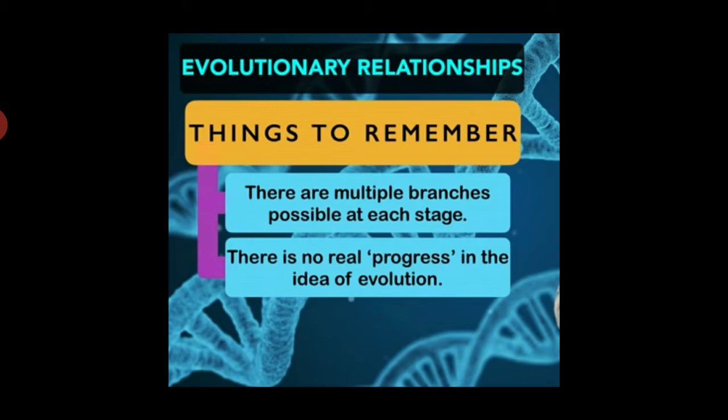Evolutionary relationships. There are multiple branches possible at each stage. For example, cauliflower and broccoli originated from the same plant. There is no real progress in the idea of evolution. Evolution is not related to progress. Evolution is only the generation of diversity.